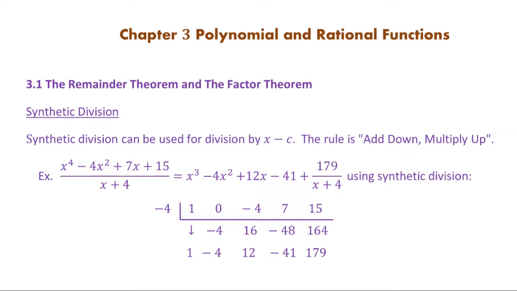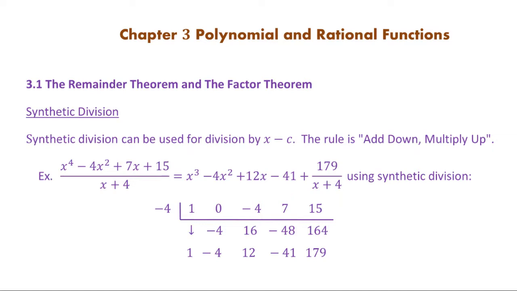So add down, multiply up. The first number 1, you just move it down. So you get 1 here, and then you multiply negative 4 with this 1, so you get negative 4, and you put it up below the 0. Then you add 0 with negative 4, you get negative 4. So that's add down, multiply up, add down.